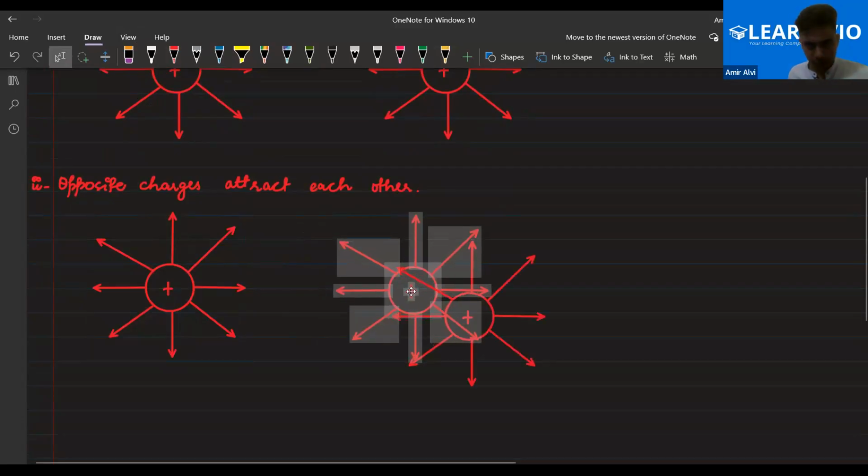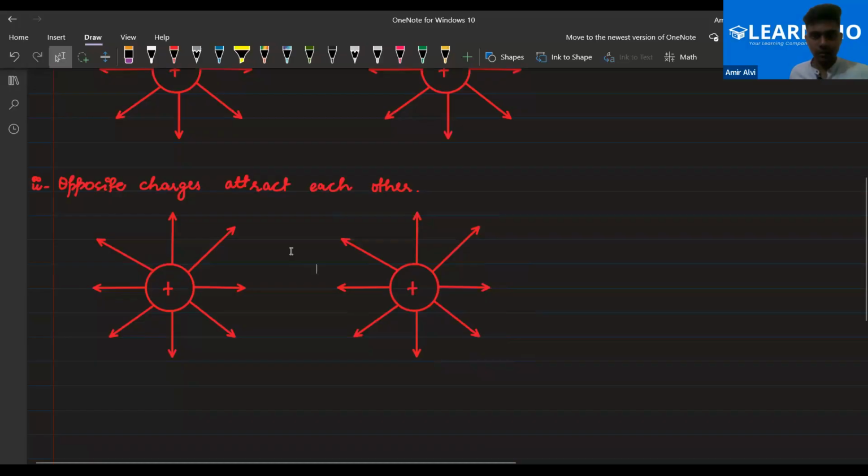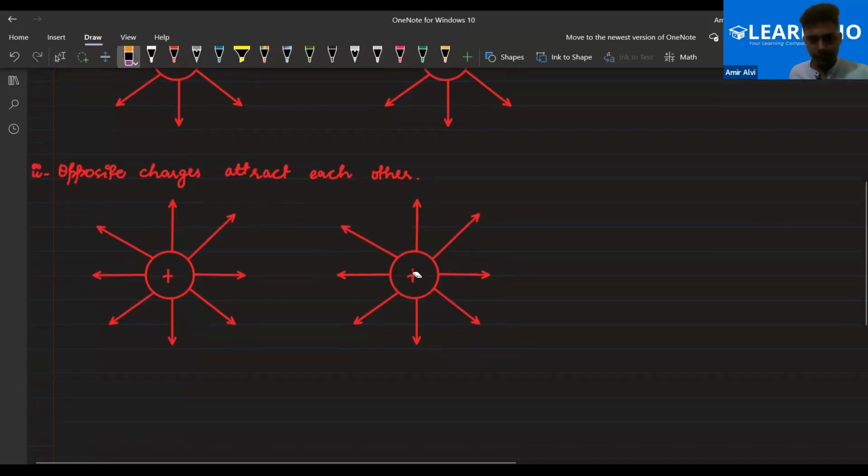Let me draw this. This one is negative, and the field of a positive charge is away from the charge, but the field of a negative charge is towards the charge. Okay. So as you can see, this one is towards the charge.